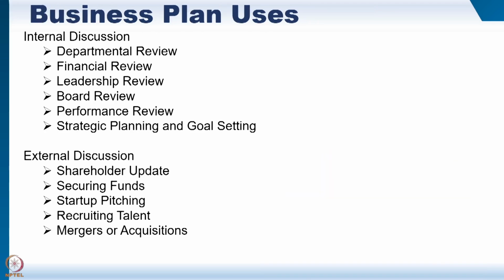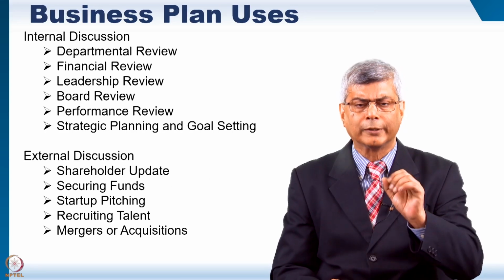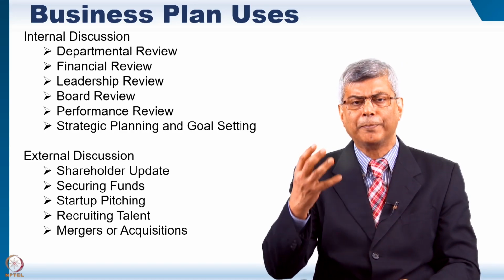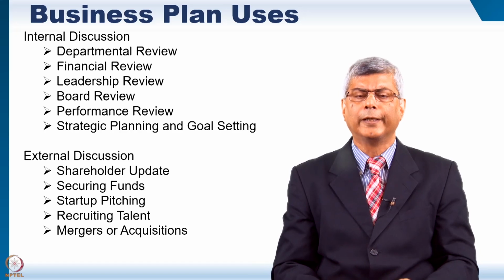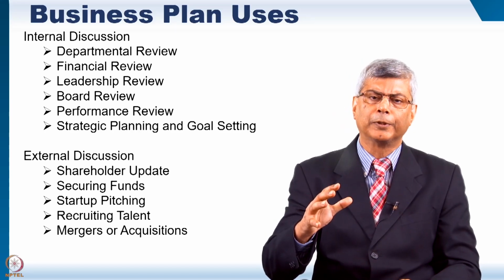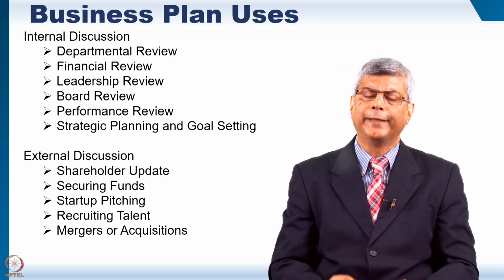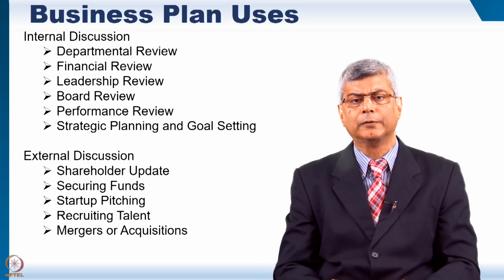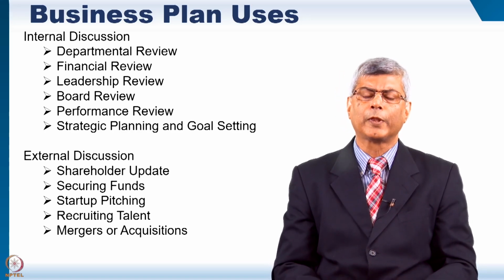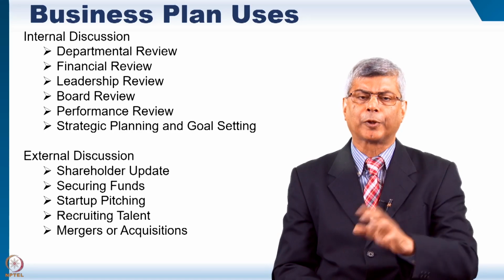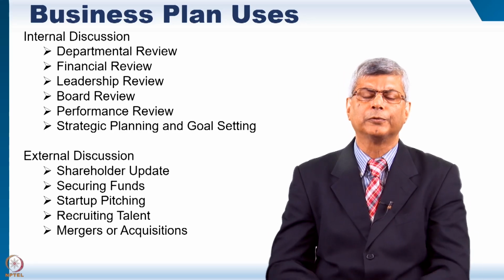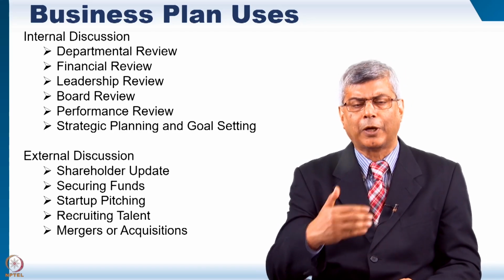So let's look at some of the uses. I've covered some and here there are some more on the screen. So for internal discussions, a formal business plan document is used by department heads to review the departments, by the company leadership to review the entire company. It's used to understand financial planning, especially allocation of capital to new projects, review of which projects are doing well, which products are doing well, which geographies are doing well, which teams are doing well. So financial review. It's also used by management to update the board.